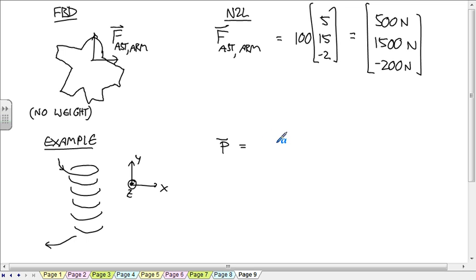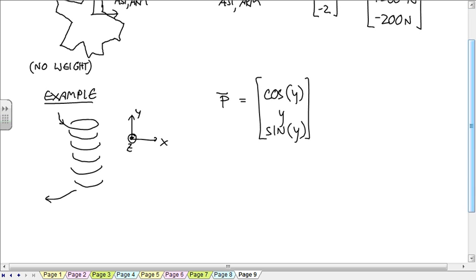Okay, so let's say that we have cosine of y, sine of y. Okay, so there's the position. And let's say the speed is increasing. So let's say it's equal to 0.5t. Okay, so it's speeding up. Oh, no, let's not do it in terms of time. Let's do it in terms of y. So let's say 0.5y.